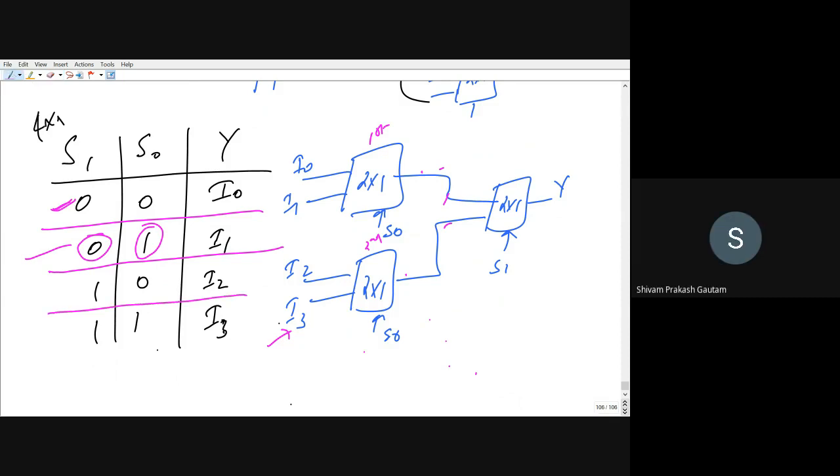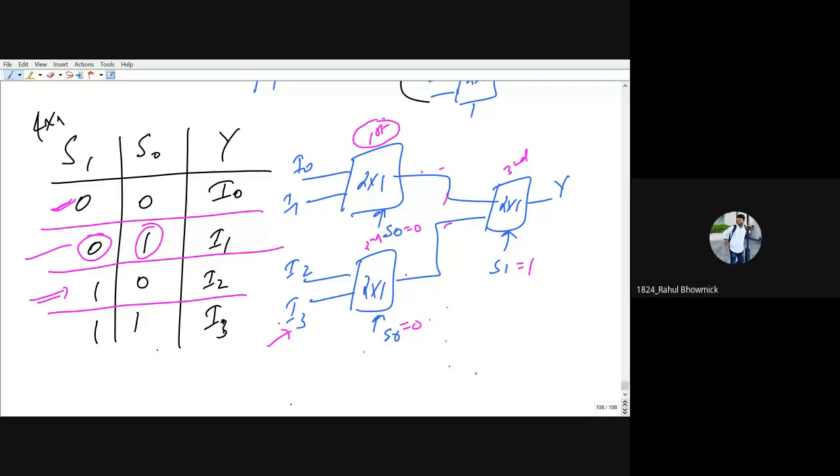Okay, so let us check this third condition, right? When S1 is equal to 1 and S0 is equal to 0. For the first multiplexer, what will be the output? Just tell me. This is our first multiplexer. S0 is 0. We have the select line as S0. It is 0. So what will be the output of this first multiplexer?